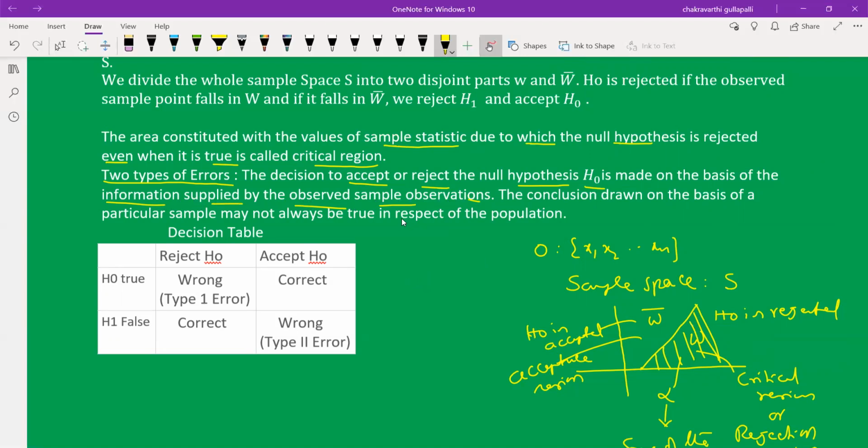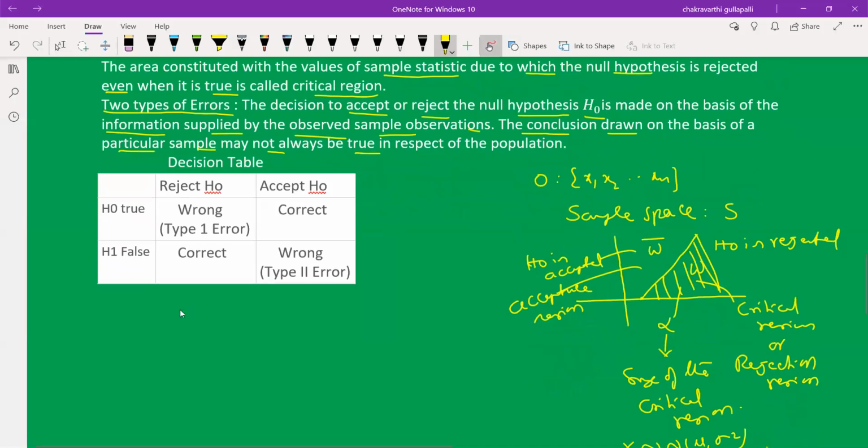So now draw the sample observations. Based on the sample observations, we have to measure the statistical constant. Using the constant, we have to accept the null hypothesis or reject the null hypothesis. The conclusion drawn on the basis of a particular sample may not always be true in respect of the population. That is very, very important.